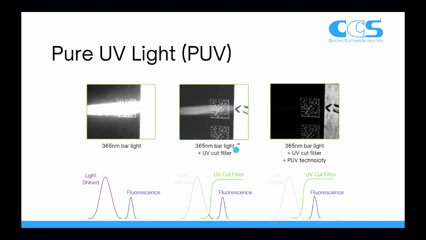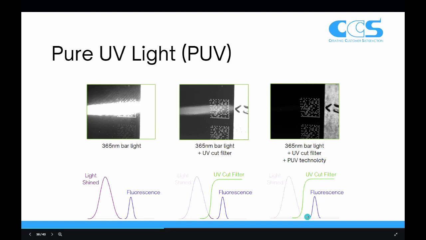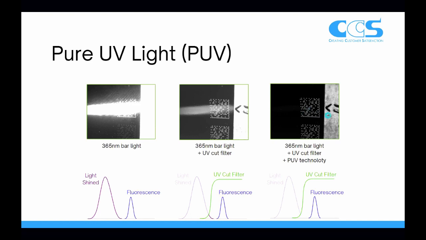So when we take this application and use pure UV technology with it, so we've got a pure UV bar light with the UV cut filter, we're cutting out that little tail that was passing through the filter. It's no longer passing through anymore. So now all we're seeing is the fluorescence. There are no light shined wavelengths being sent through to the camera.